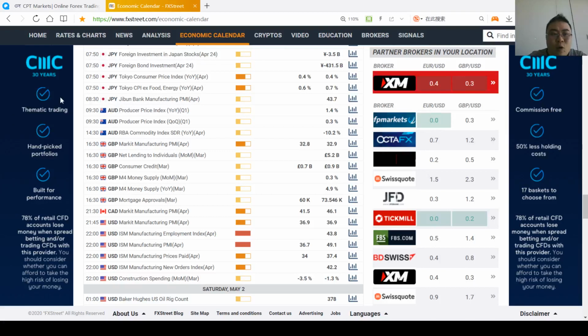Also, one thing we need to mention about Friday: some European and Asian countries have Labor Day, and their markets will be closed, such as Germany, France, Italy, Spain, China, Korea, and Russia. However, the United States is not on the list, which means its market will stay open on Friday. So we need to pay attention to this. This is the important economic data for this week.